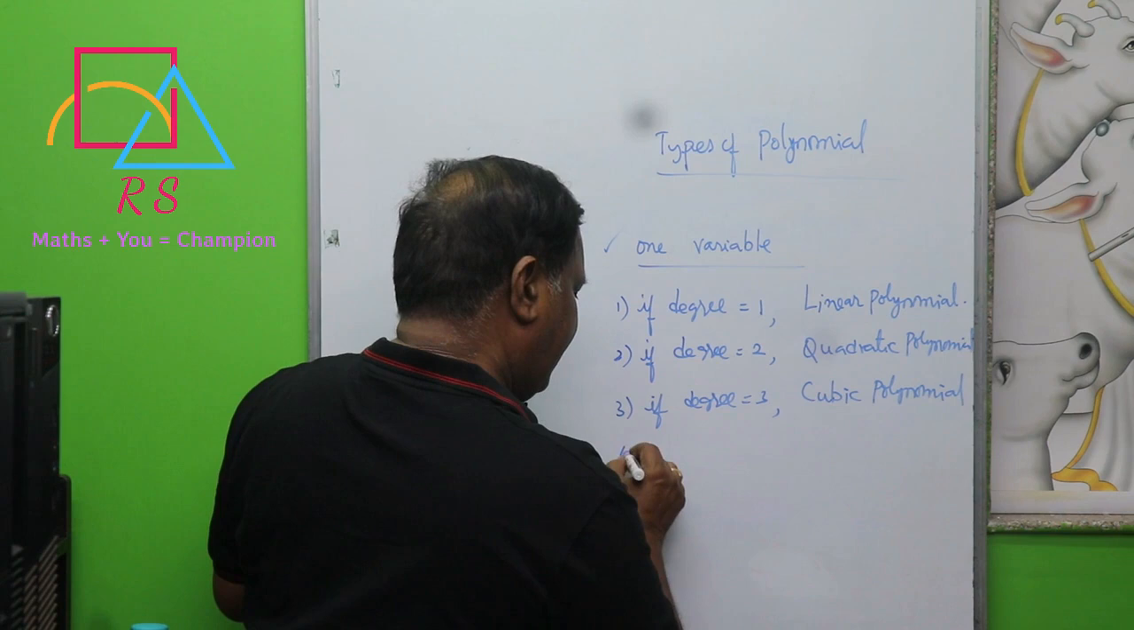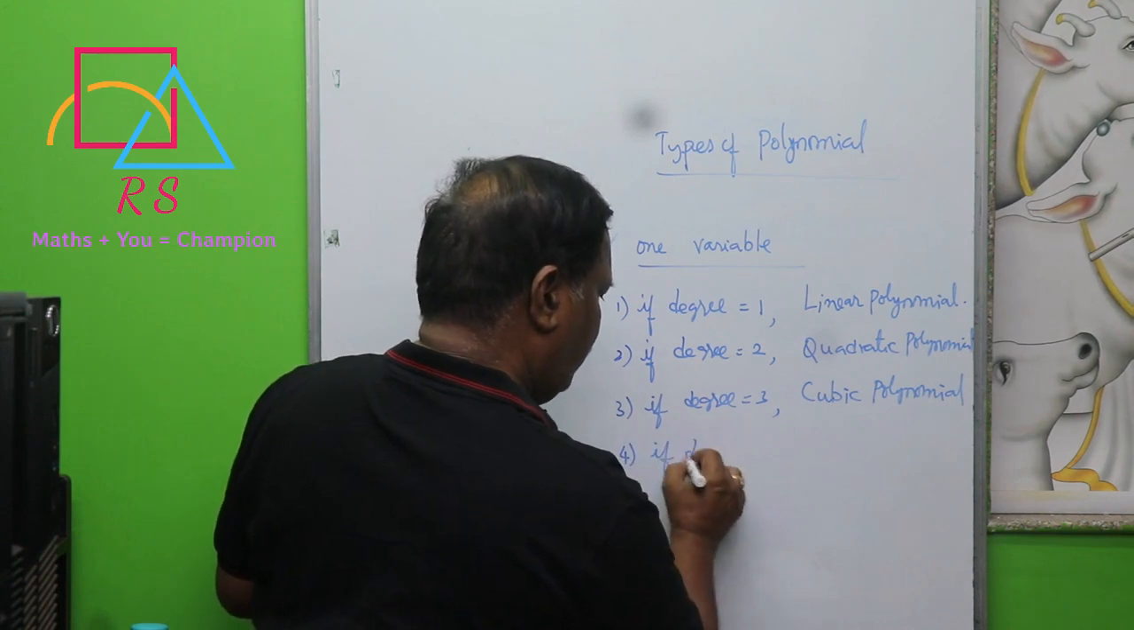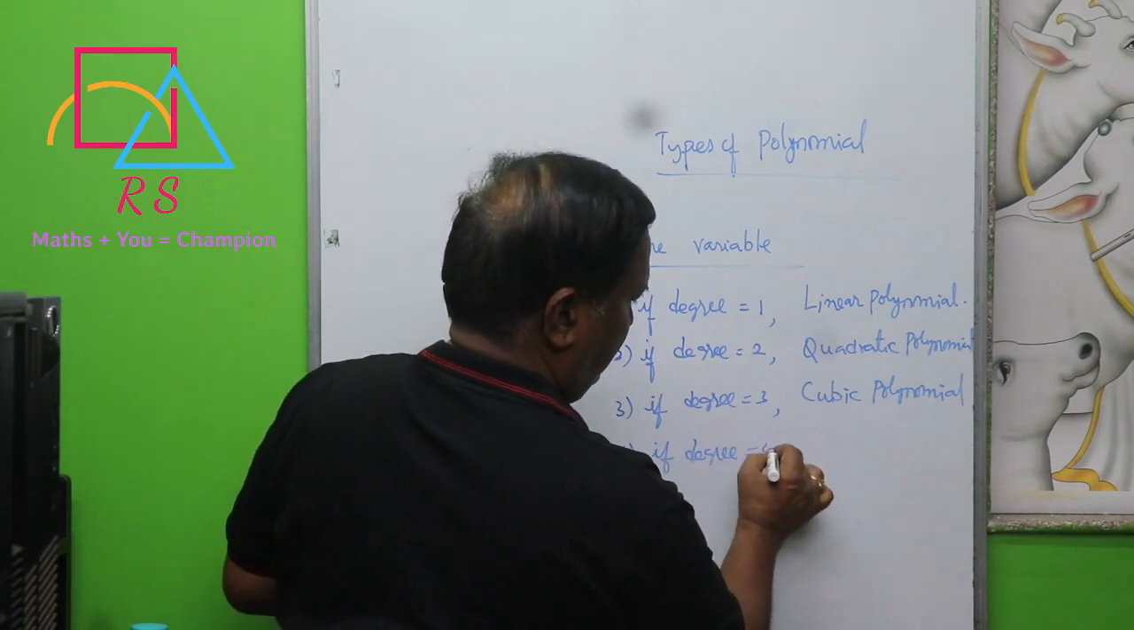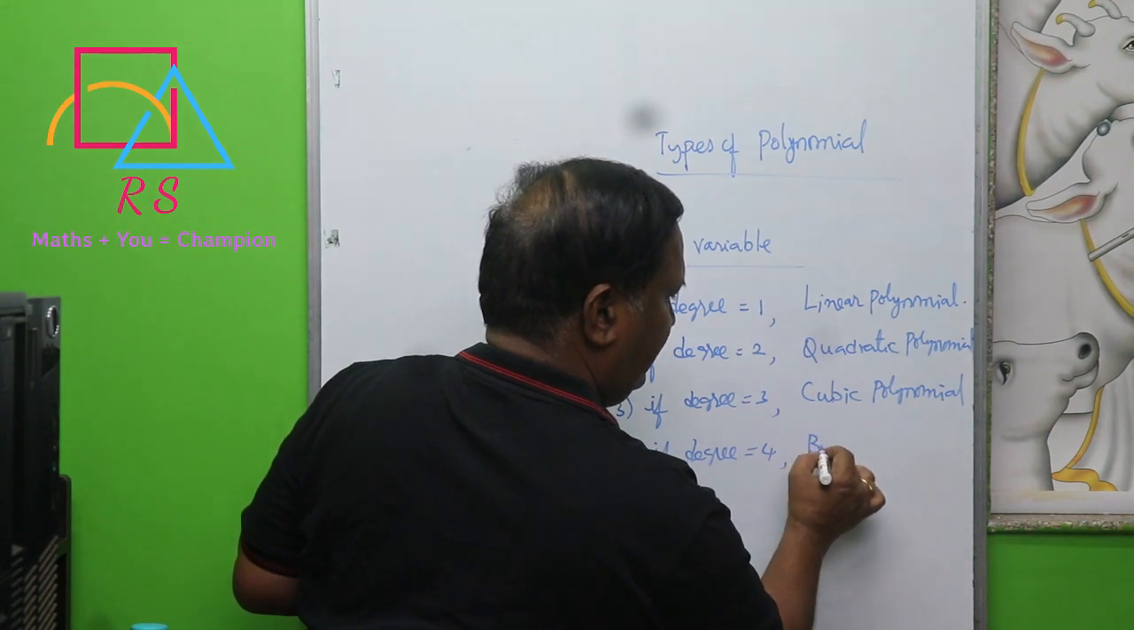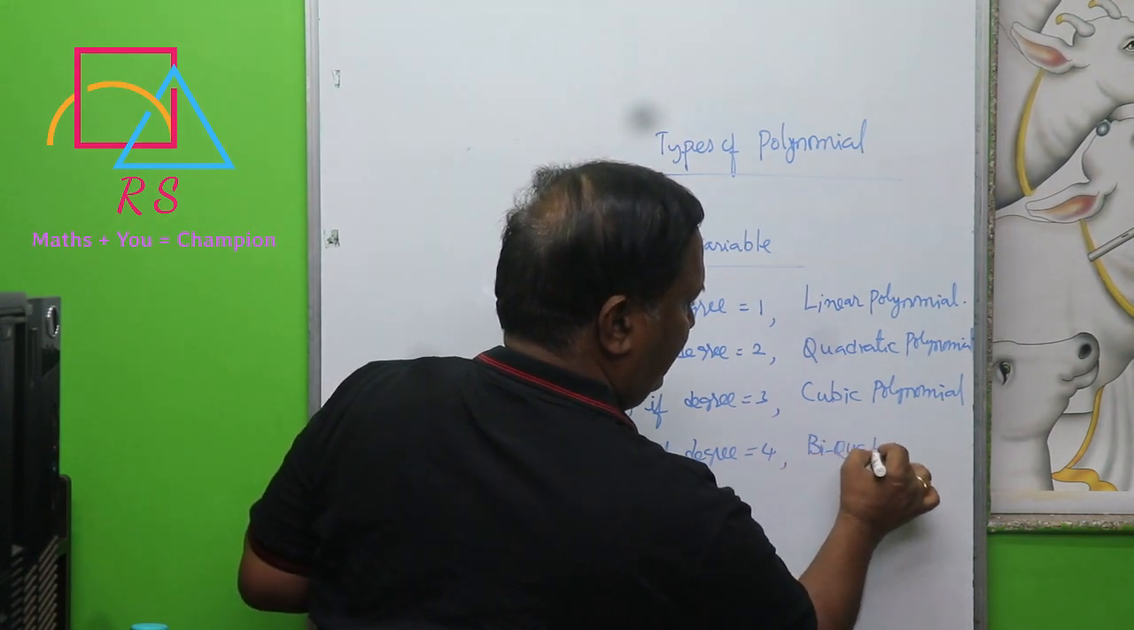Now if the degree is 4, then we call it a biquadratic polynomial.